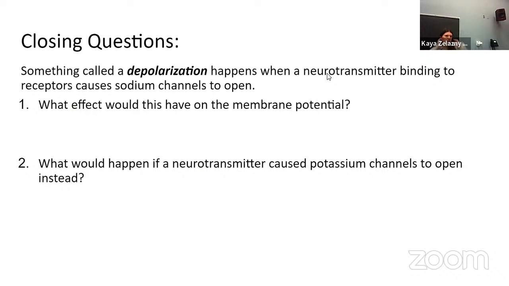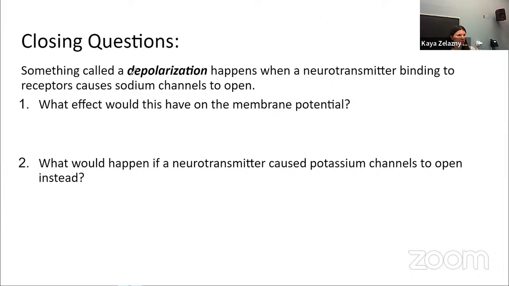All right, so we're going to think about something called depolarization. This is going to be one of our vocab terms for future lectures. Depolarization can happen if we open sodium channels in a cell.